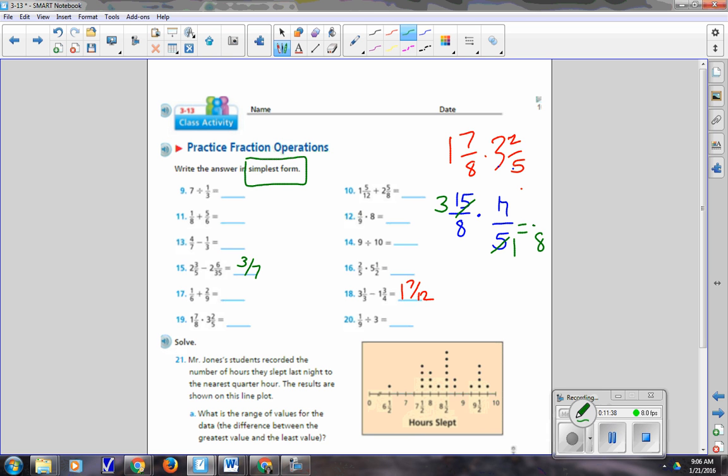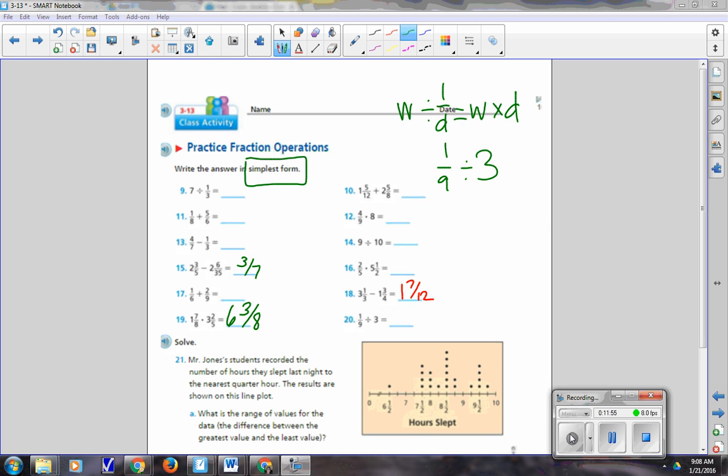So 8 on the bottom, 17 times 3. 17 times 3 is 51. So I have to make this in simplest form. So 8 goes into 51 6 times with 3 remaining. So I'm going to do number 20, and then we're going to call it an evening.